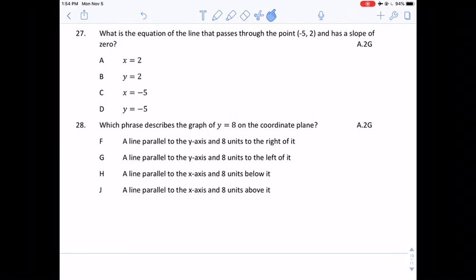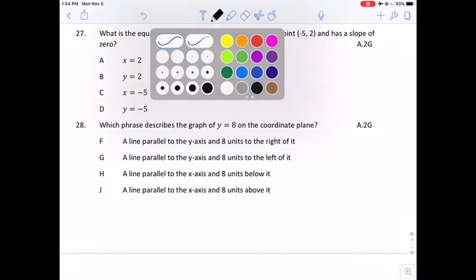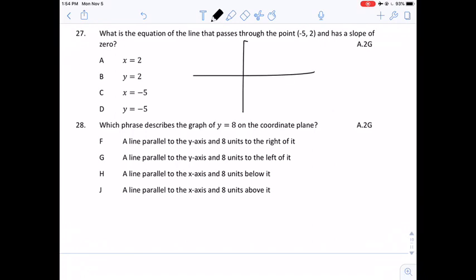Problem 27. What is the equation of the line that passes through the point (-5, 2) and has a slope of 0? So if I have a slope of 0, my line will be just a horizontal line, just like that, okay? And if it's a horizontal line, it has no slope, my slope is going to be 0.